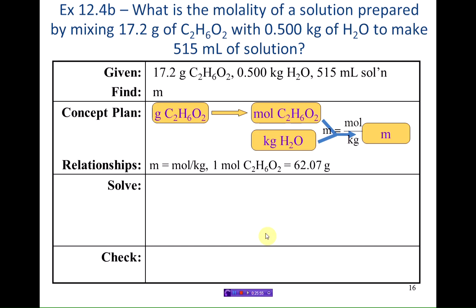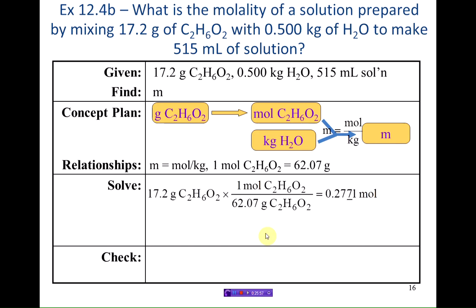So it's 17.2 grams of the solute, and you're going to divide it by the molar mass. That'll give you your number of moles, so the grams will cancel out. And again, you've still got 3 sig figs for the moles, but we're just keeping that extra 1 so we don't introduce rounding error as we do more calculations with it.